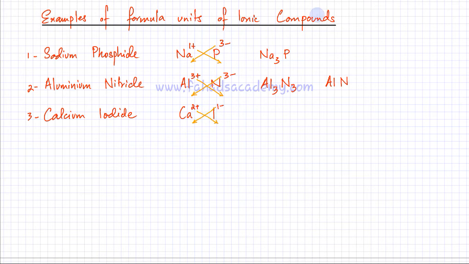So the formula comes out to be: there's going to be 1 calcium, and you don't write the 1, that's obvious. And there are going to be 2 iodide ions. So this is the formula of calcium iodide.